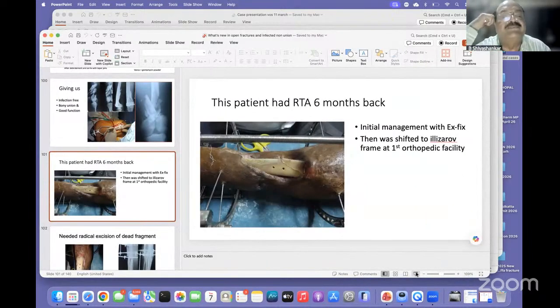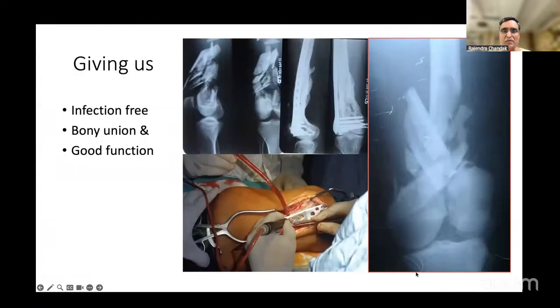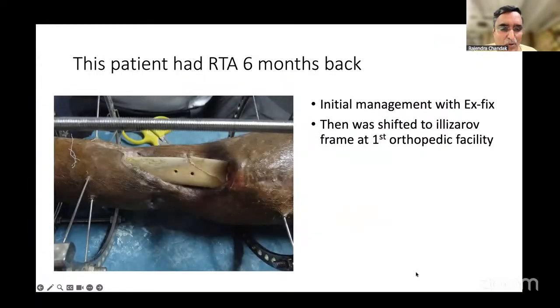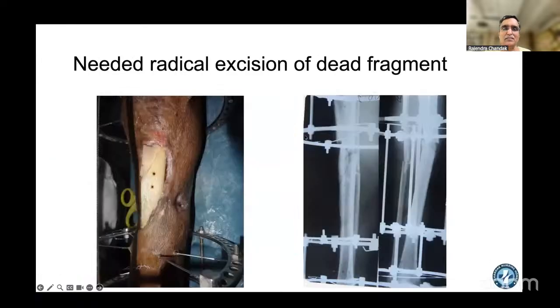Yeah. So we are talking about the masquelet technique for long bone defects. This patient had a road traffic accident 6 months back. Initial management was, I think, an external fixator and then he was shifted to an Ilizarov frame at the first orthopedic facility. And this needed a radical debridement of the fragment because all of it was necrotic.